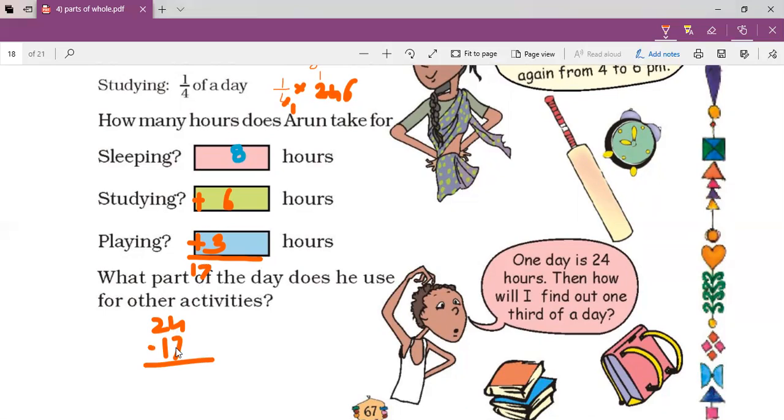So we can't subtract 7 from 4. So we borrow 1 from the 2. This will become 14. Here remains 1. 14 minus 7 is 7. 1 minus 1 is 0. So how many hours did he use for other activities? He used 7 hours for other activities. Understood how we remove the fraction? Just multiply whatever fraction they had given with the whole number, or the total amount, or whatever total they had given.